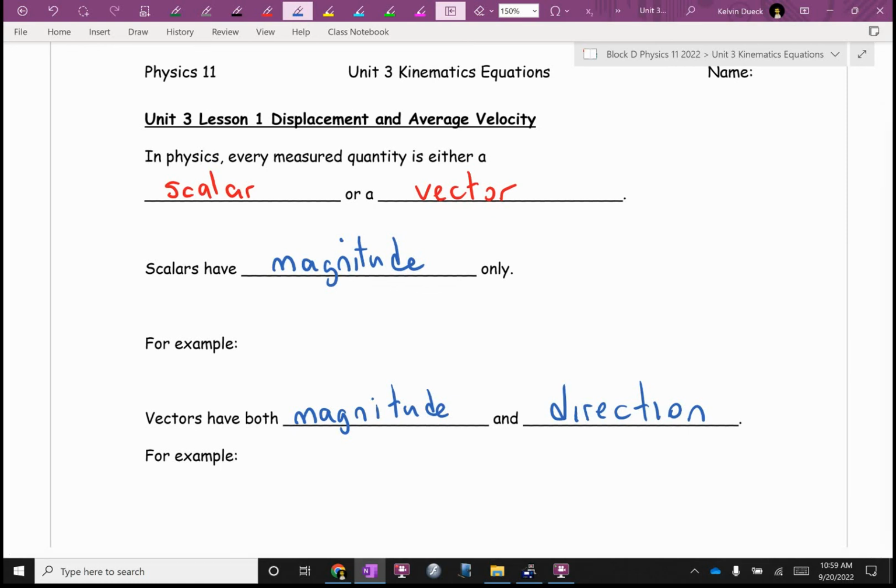Let me give you some examples. An example of a scalar is mass. That object has a mass of 10 kilograms. It doesn't make sense to say that object has a mass of 10 kilograms due north. It just has a magnitude. There's no directional component with mass. Compare that with velocity. That car is traveling at 80 kilometers per hour due north. 80 kilometers per hour is the magnitude. Due north is the direction.